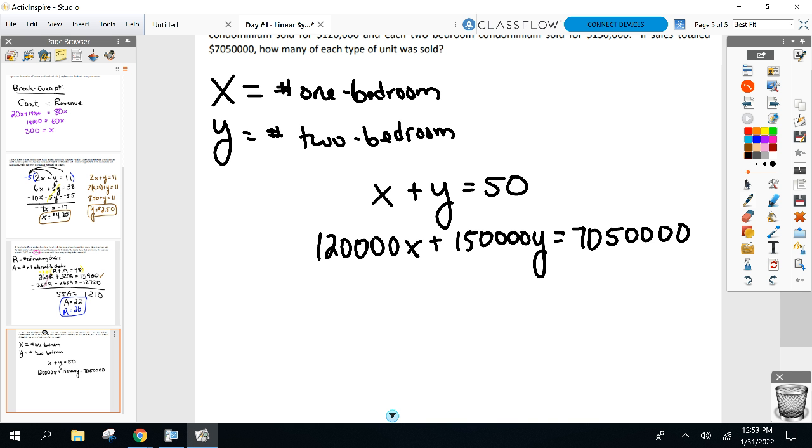All right, where are we going here? We'll try and multiply this to get rid of one of these. I got 120,000, and I got 150,000 over here. And I need to get rid of one. The negative 120,000. So let's multiply this top one by negative 120,000. Multiplying this one by negative 120,000. Distribute, distribute, distribute. Rewrite your new equation underneath.